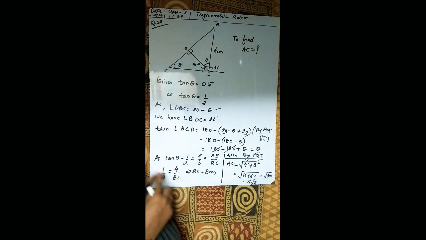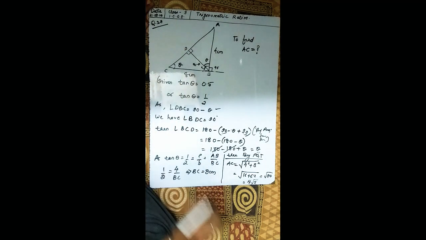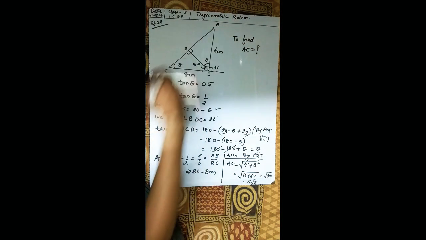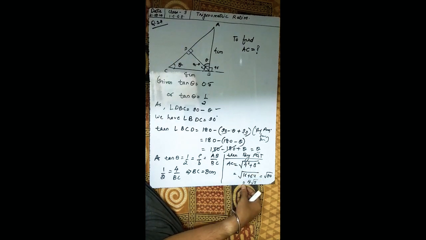Take BC here. So BC into 1 will be BC. 2 fours are 8. So you get this as 8 centimeters. Now you know how to find AC. AC will be the square root of AB square plus BC square. 4 square plus 8 square, that is root 80, which is 4 root 5 centimeters.